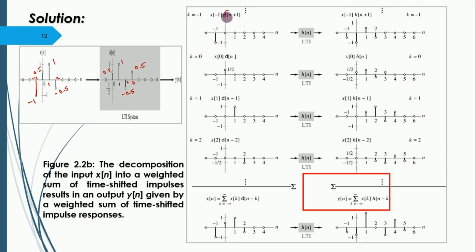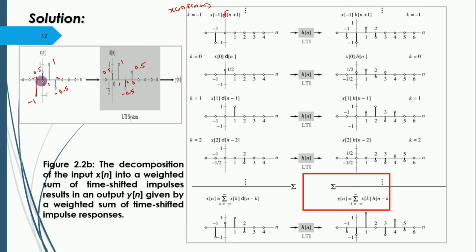If I multiply it by x of n into delta of n plus 1, according to the property, how can it be written? It is written as x of minus 1 delta of n plus 1. Directly it is written as that. Okay, so I have extracted this particular sample.